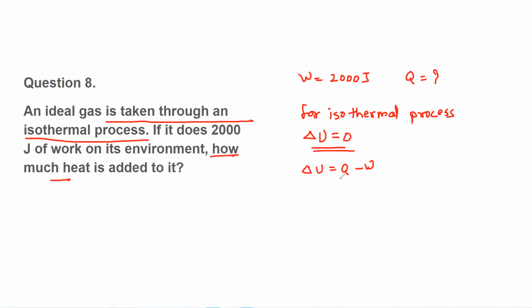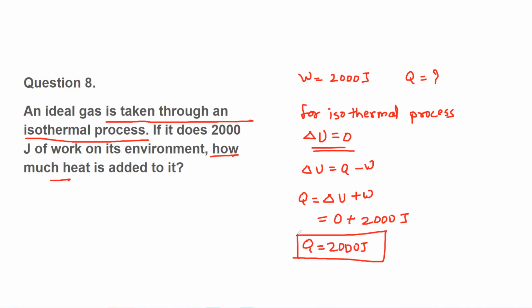According to first law of thermodynamics, Q is equal to del U plus W. But there is no change in internal energy. So 0 plus the work done, that is 2000 joule. So our answer is Q is equal to 2000 joule. So we need to add 2000 joule, then there will be no change in internal energy, right? So this is our final answer for this particular question.